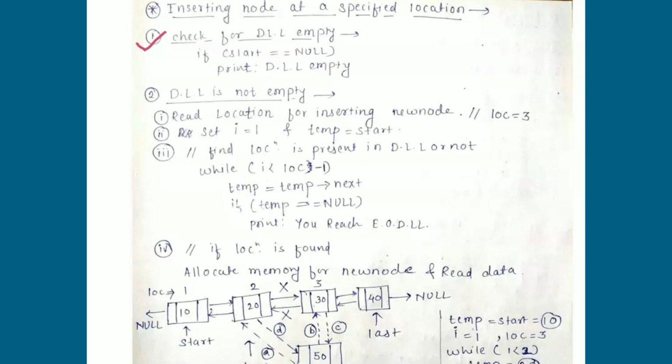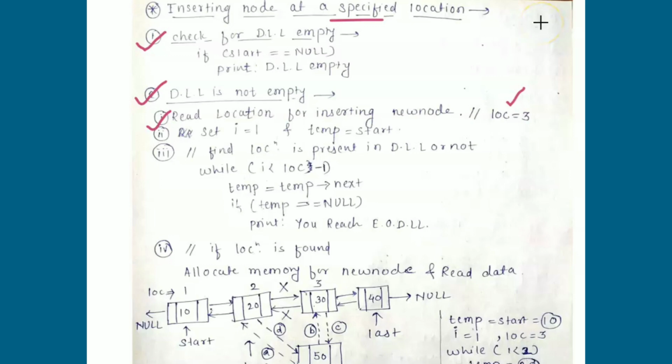If your start is pointing to null, that means your head pointer is pointing to null, and your linked list is empty. The second case is that your linked list is not empty. In that case, you are trying to add a new node into your existing linked list. So to insert a node at a specified location, first we will read the location where I want to insert the data. Suppose I have read the location 3.